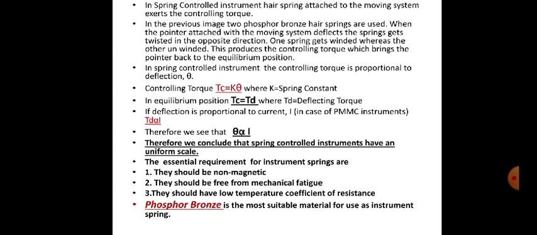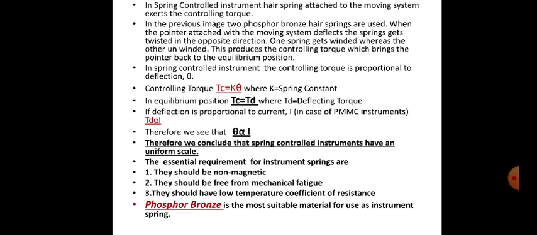Now, when the pointer moves, the hair springs which are attached with the moving system get twisted in the opposite direction of the pointer. Now, there are two springs, so one of the springs gets wound and another gets unwound, and this produces the controlling torque, which tries to restore the pointer to its equilibrium position.